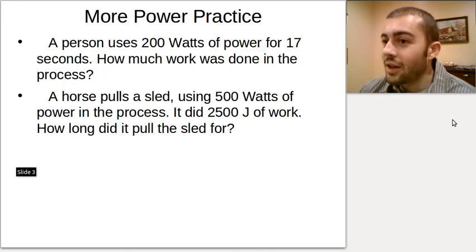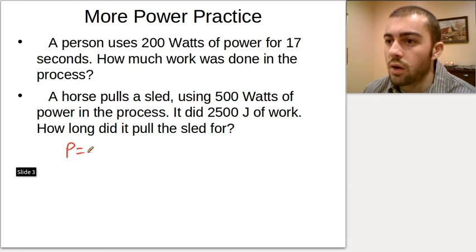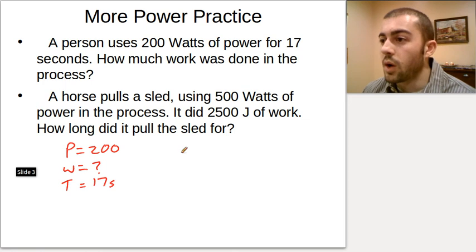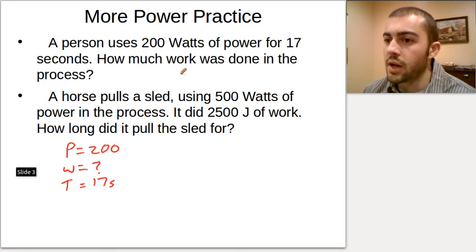So let's try a couple more examples here. We have a person using 200 watts of power for 17 seconds. How much work was done? So we have power 200, work unknown, time 17 seconds. If you want to pause the video and try out these examples on your own and then come back and check your answers, that would be great. Otherwise, I'll show you them worked out here.